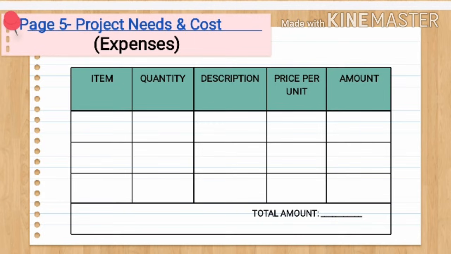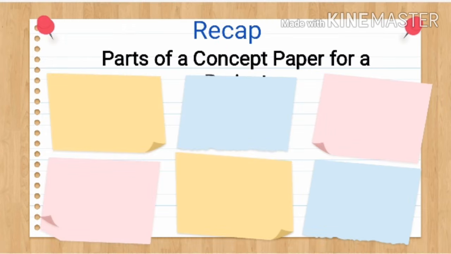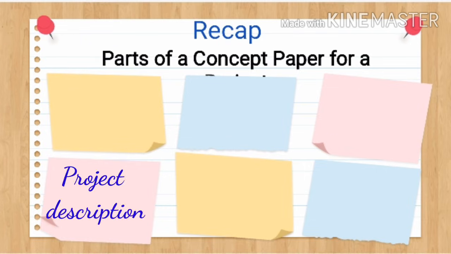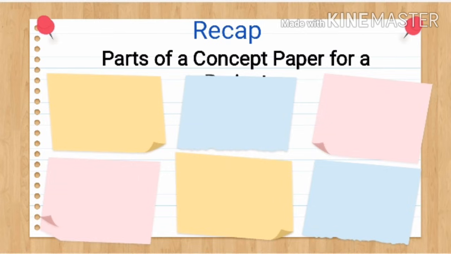So we are done. So let's have the recap. What are again the parts of a concept paper for a project? We have the cover page, the introduction, the rationale, the project description, the project needs and cost, and the reference.